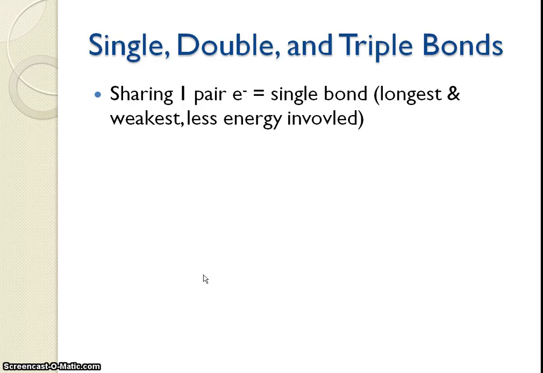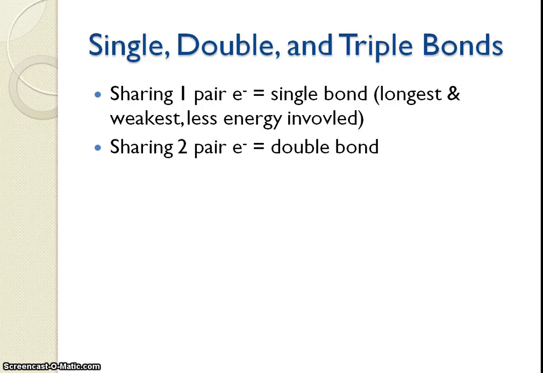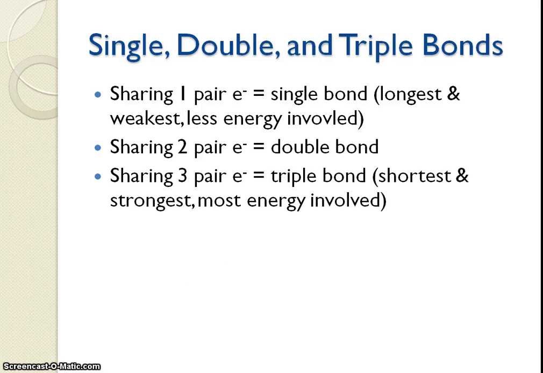A single bond is when atoms share 1 pair of electrons, so there's only 2 electrons total that are being shared. This is the longest, the weakest, and there's less energy involved in this. A double bond shares 2 pairs of electrons, so that's a total of 4 electrons. And a triple bond shares 3 pairs, so that's a total of 6 electrons.